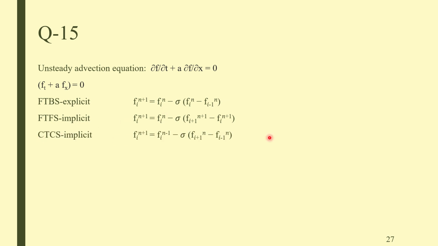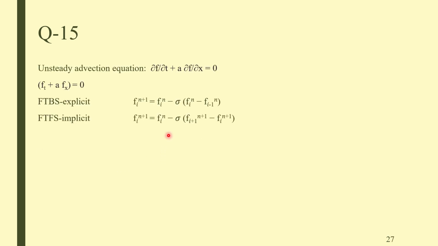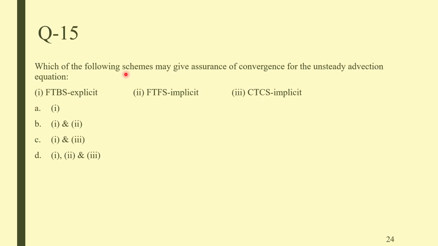Central time central space is given by this. Again here it can be conditionally stable, and we can say it is consistent. So since it is stable and consistent, we can say that these can be converged. So all three from the options can give converged solutions. We can have an assurance of convergence for all three, but whether we actually get a converged solution or not is a different problem, but we can have an assurance of convergence. So the answer is option D, which is mentioning 1, 2 and 3.